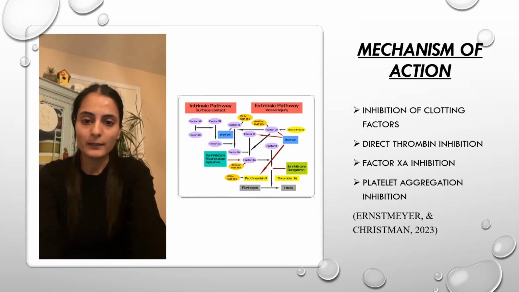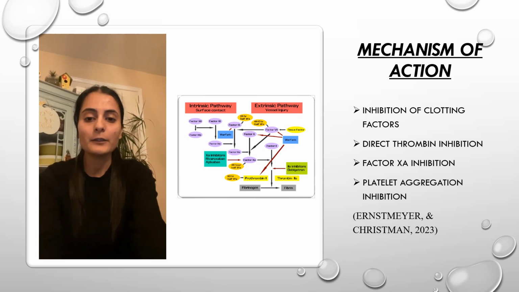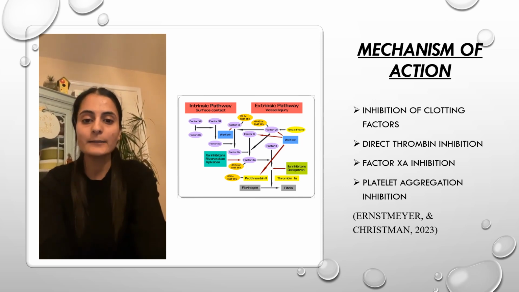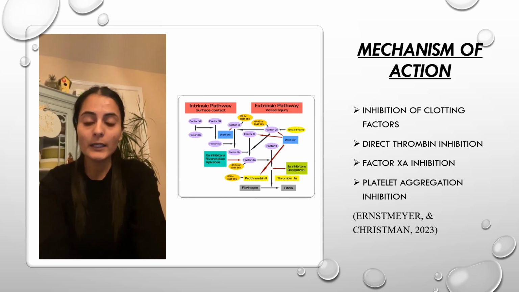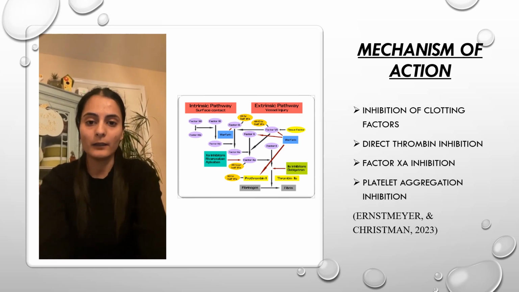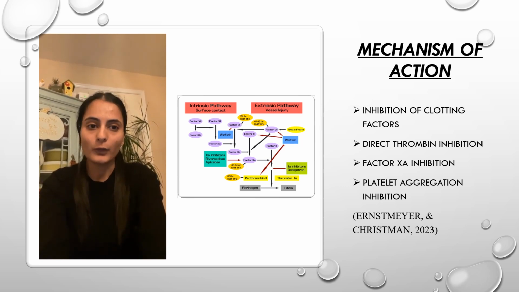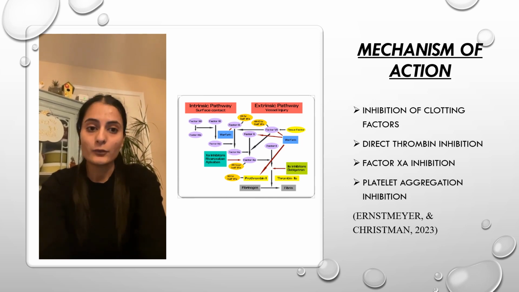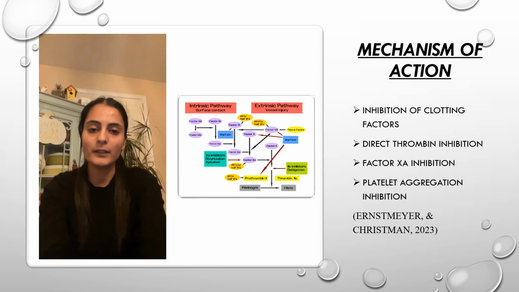Talking about the mechanism of anticoagulants, it involves the intrinsic pathway and extrinsic pathway cascades. These both act collectively to prevent blood clotting, but the main four steps involved in the mechanism are inhibition of clotting factors, direct thrombin inhibition, factor 10A inhibition, and platelet aggregation inhibition.